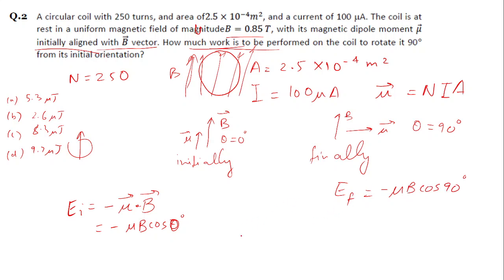Now to find out the work done, it will be the difference in energy, so final minus initial. Finally it will move and will be perpendicular to the magnetic field. So how much work we need to do to move it from this position to this position? It is the final energy minus the initial energy. Work done will be final potential energy minus initial potential energy, to change its potential energy from this to this.